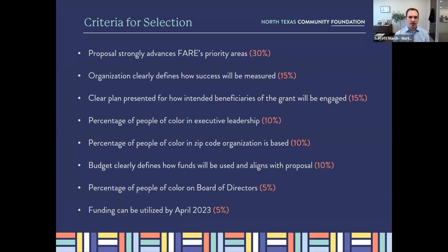Clearly defines how funds will be used and aligns with the proposal. That's another 10%. Percentage of people of color on your board of directors is 5%, and then funding can be utilized within the specified time frame. That is another 5% as well.